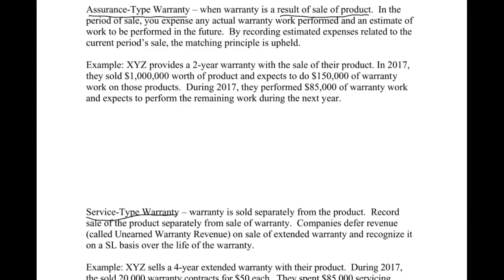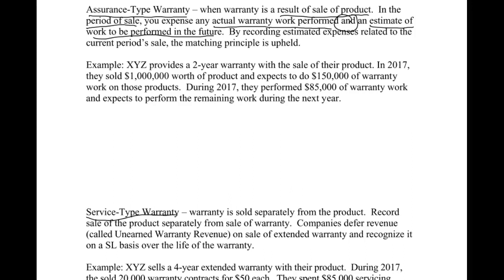All right, so for the assurance type, in the period of the sale, that's important, we are going to expense any actual warranty work performed. So as we do the work, we'll expense it. And then notice this "and" here, which means we're going to expense something else, an estimate of work to be performed in the future. So that's why it falls under the contingency, because it's future work that we're uncertain of. And so that kind of helps us uphold the matching principle.